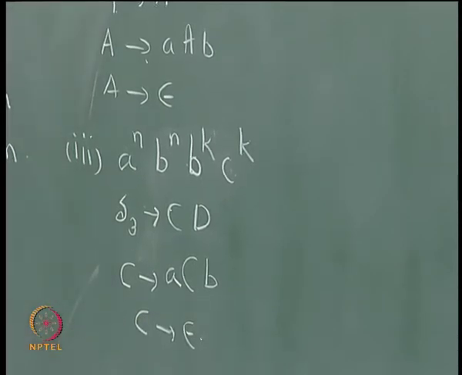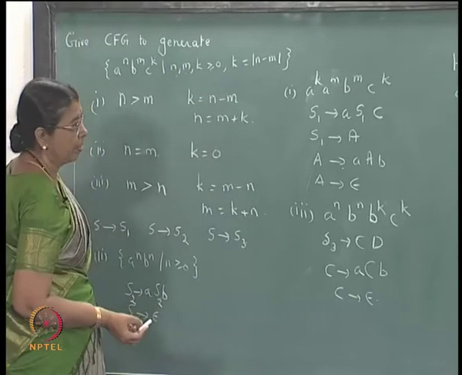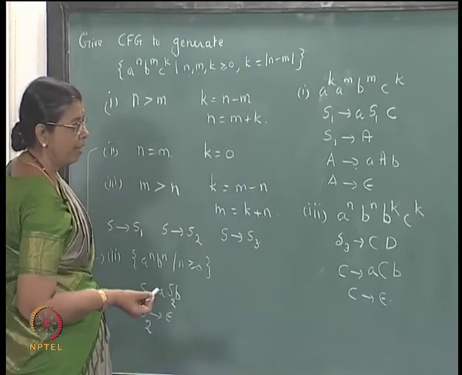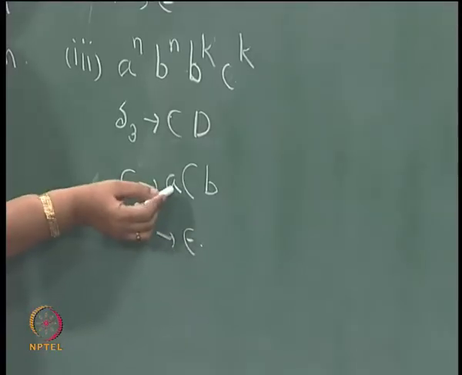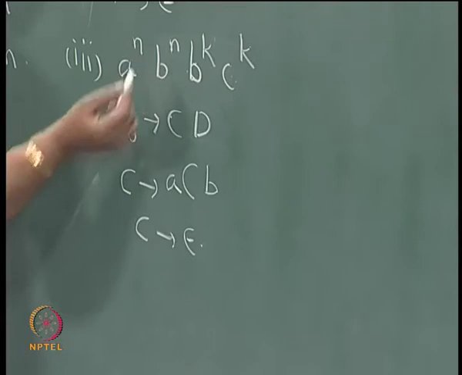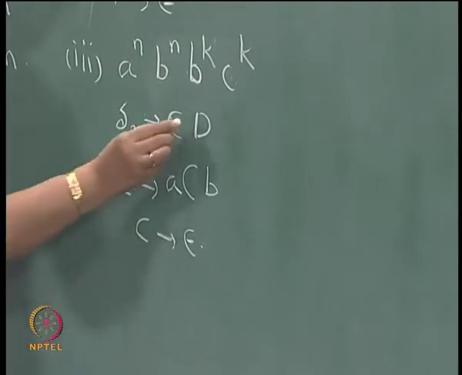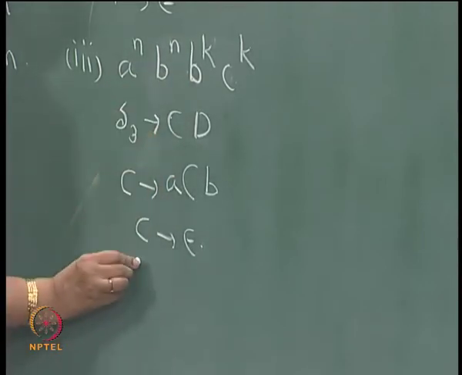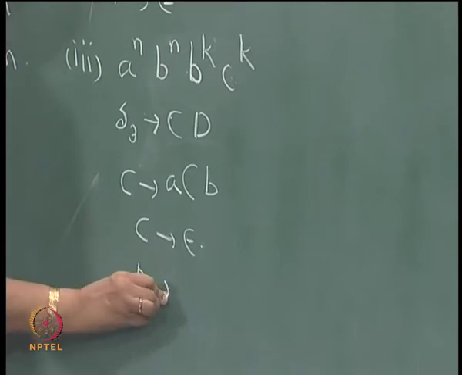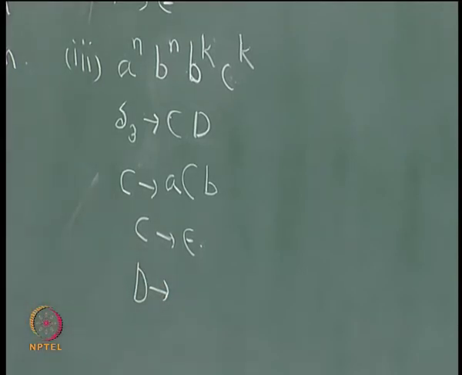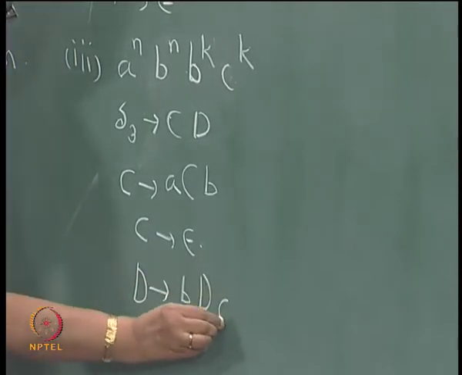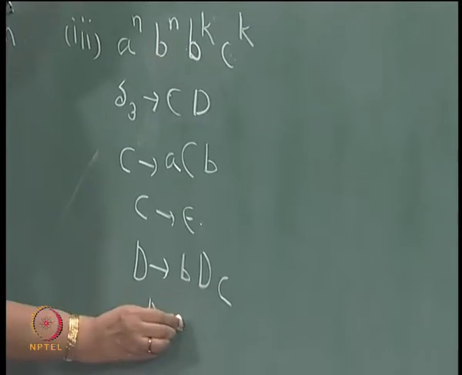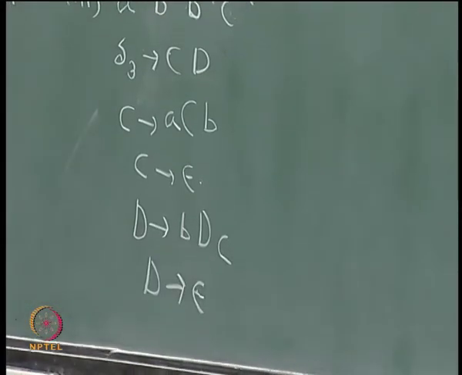Because n, m, k are greater than or equal to 0, you can have epsilon in the language, and to have the possibility where this is 0 and this is also 0, you should have this. Then from D you can generate an equal number of B's and D's. So that will be generated by D goes to B D C, D goes to epsilon.